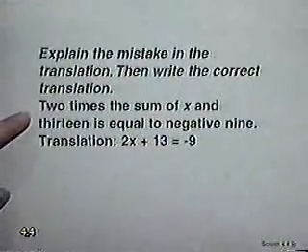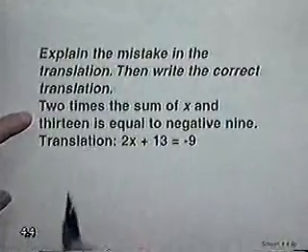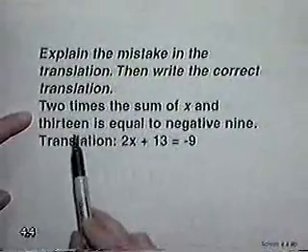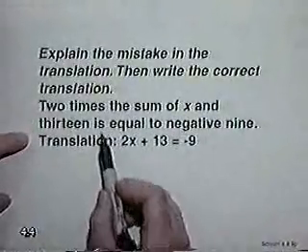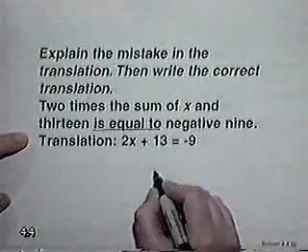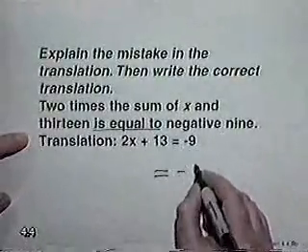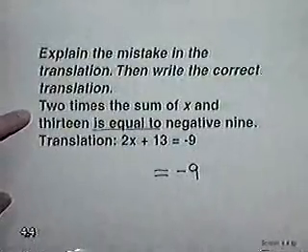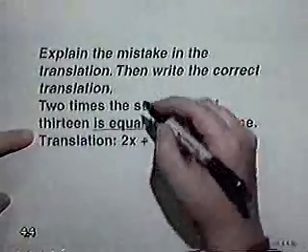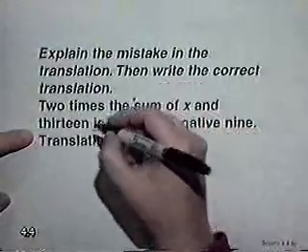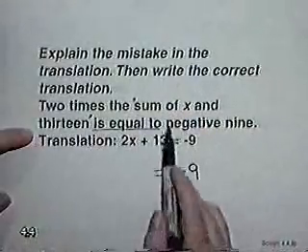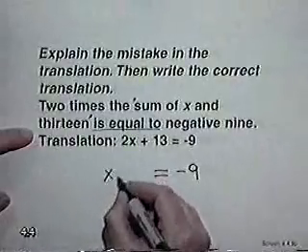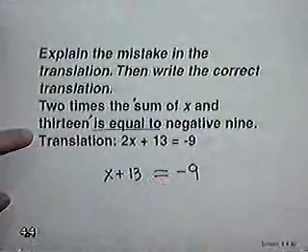So what I will do is I will try to think about the correct translation and then see where the error occurs. So 2 times the sum of x and 13 is equal to, there's my key word for equals, negative 9. So I have my right-hand side, and that's fine. 2 times the sum of x and 13. So let's just look at this phrase, sum of x and 13. That's a phrase where I see the word sum, which is a key word for addition, and the word and. So I'm going to have x plus 13.